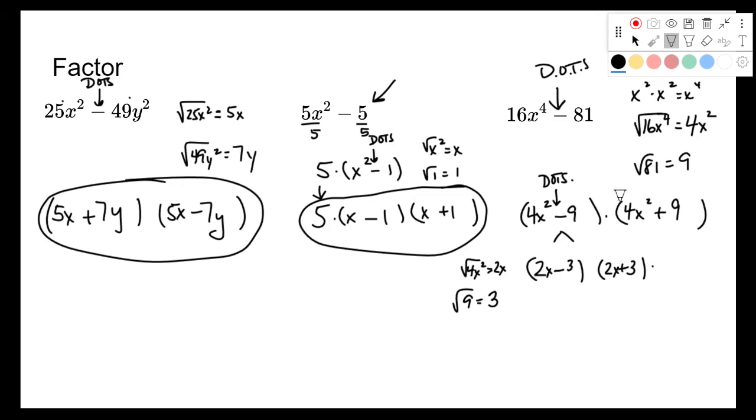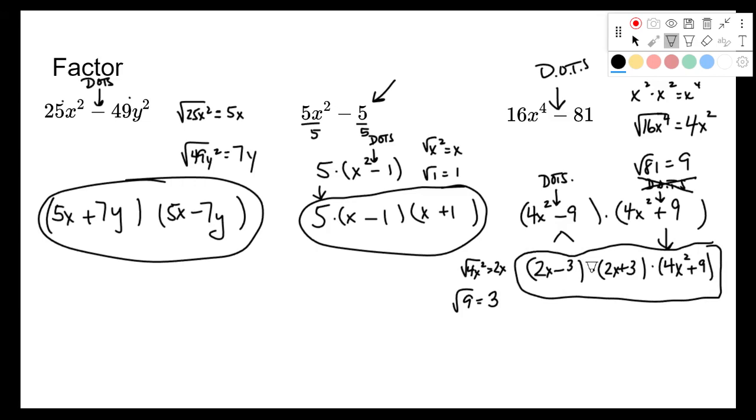This other set of parentheses, this other factor from the original polynomial, 4x squared plus 9, I can't use difference of two squares on it. I can't use difference of two squares because in the middle, it's a sum. They're added. It's not a difference. They're not subtracted. So this method does not apply to this factor. So all I'm going to do is bring it down. And I have my answer, 2x minus 3 times 2x plus 3 times 4x squared plus 9.